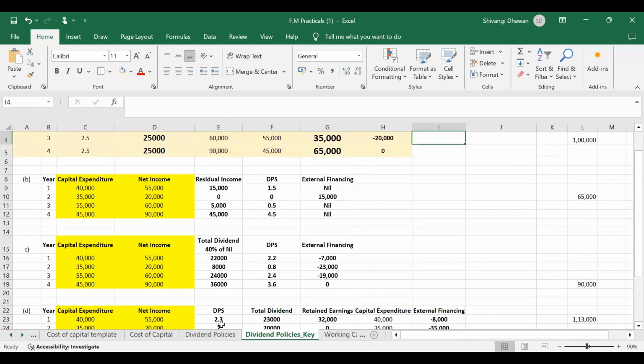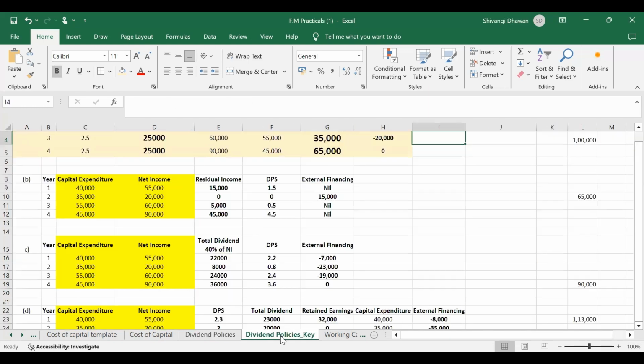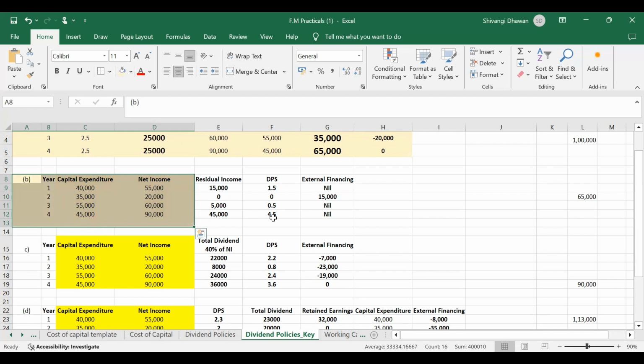So this is how the first part of the question is solved. In the next part, it says that a pure residual policy needs to be followed. So whatever is left, only then will we pay the dividend. Here, the year is given to us as 1, 2, 3, 4. Capital expenditure and net income are also given to us. So we have typed all the given information.